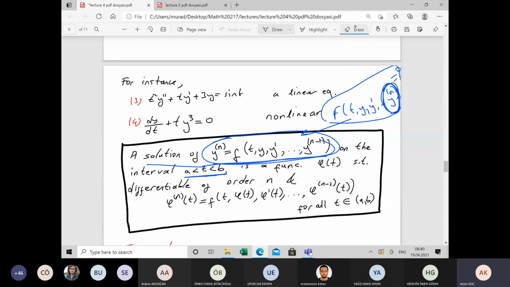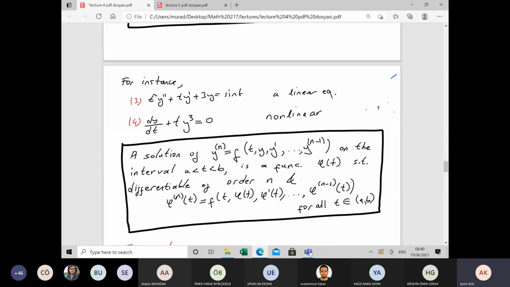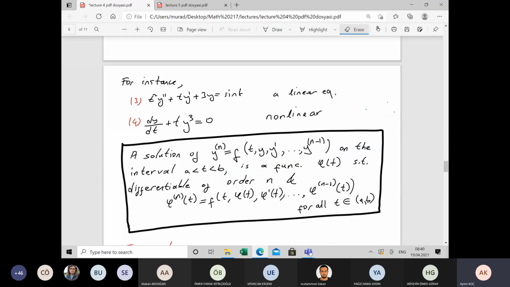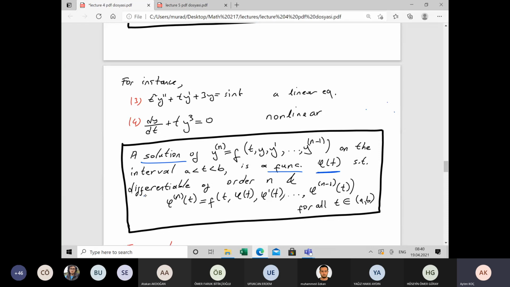So what is the solution? Solution is a function. This function, for example, phi of t, is such that it is differentiable of order n, and we substitute it here and it satisfies the equation.